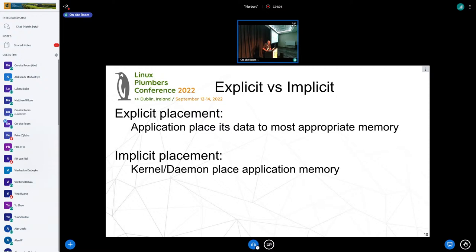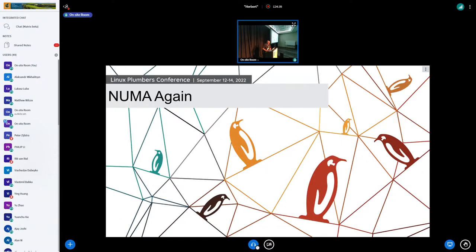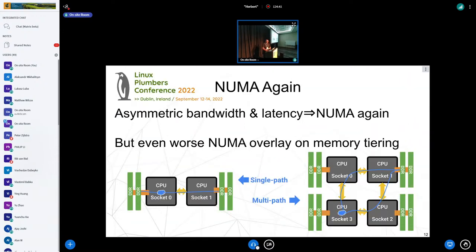There are two other things I want to point out: explicit versus implicit. Explicit placement is when an application decides by itself where it wants to place its memory, which kind of physical memory to use. Implicit placement is when somebody else, whether the kernel or some kind of daemon, places memory on behalf of the application. If you think about it, it's like NUMA: again, asymmetric bandwidth and latency. It's very much what we've been seeing with NUMA.